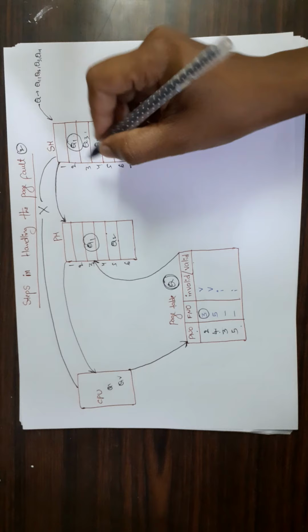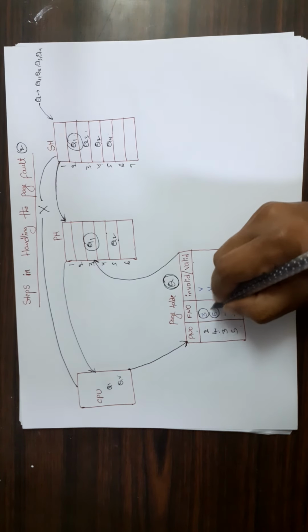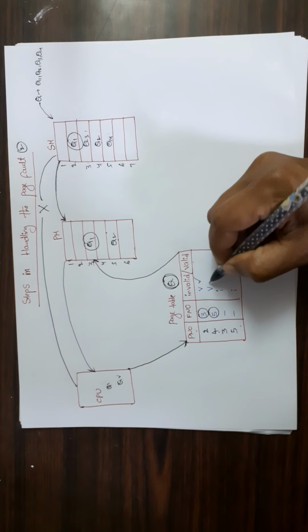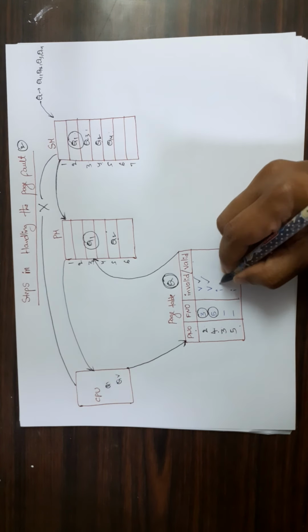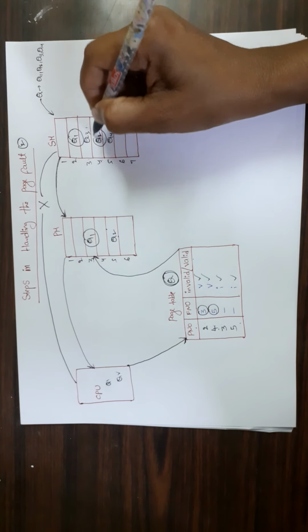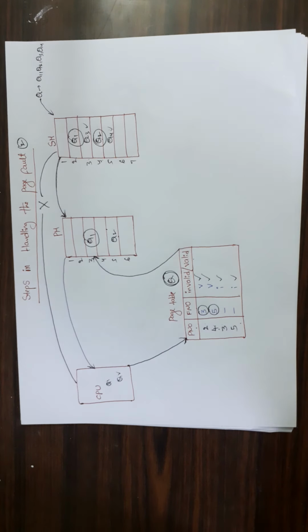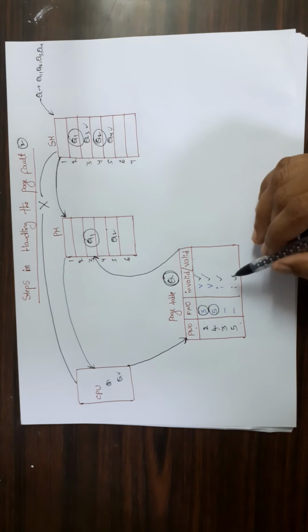Page number 4 means Q2. Q2 is stored in the 5th frame. So we have to write 5 here. And here the valid and invalid bit is V for the first 2 pages and I for the second 2 pages, because these 2 pages, Q3 and Q4, are not available in the primary memory. So their valid and invalid bit becomes I.